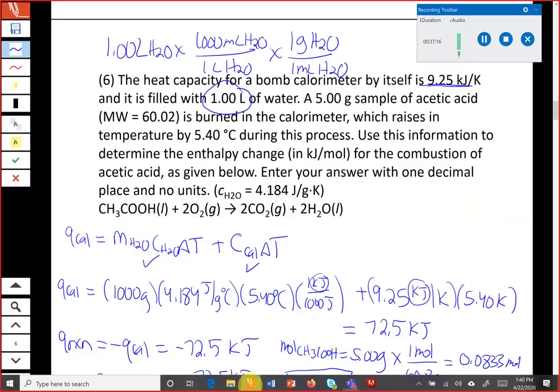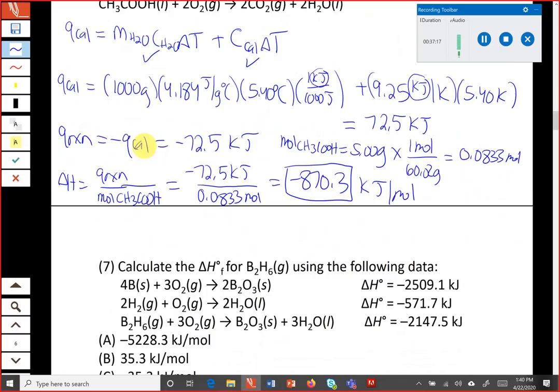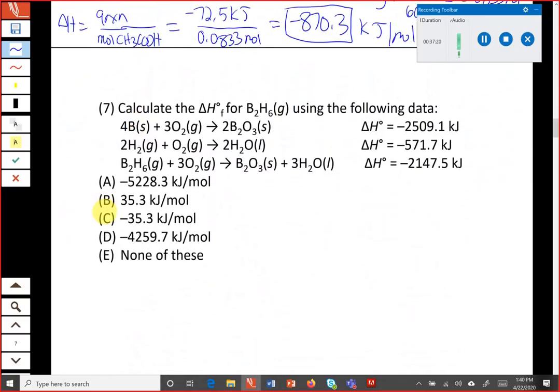All right, I'll move on then to number 7. Number 7 is a typical problem type. You're likely to see one of these on your exams, which is called Hess's law. We're basically using 2 or more given thermochemical equations to calculate an unknown delta H.